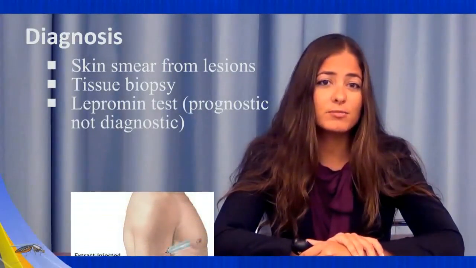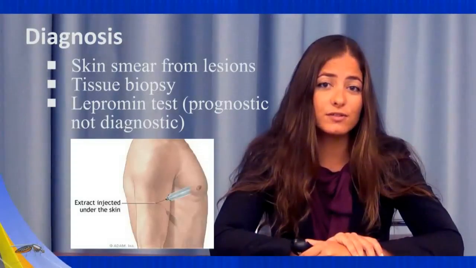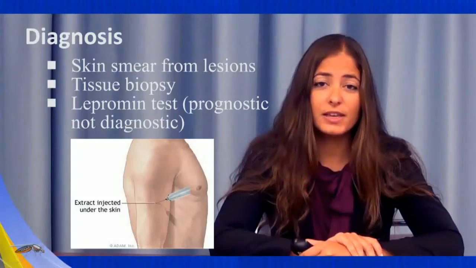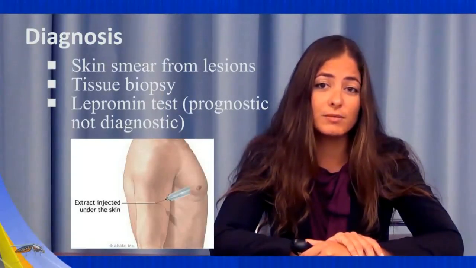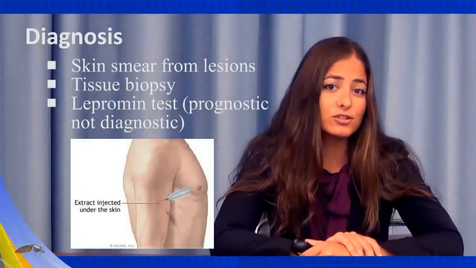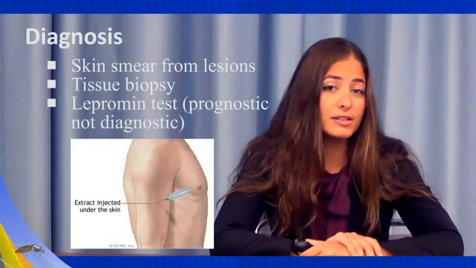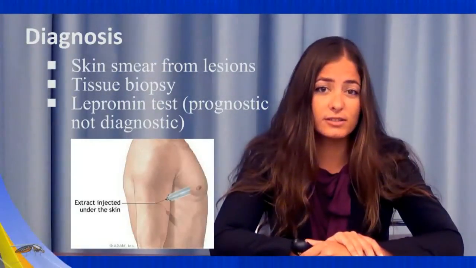Lepromin test, shown on this slide, provides a measurement of the level of cell-mediated immunity to M. leprae. The antigen is a biologically standardized suspension of killed M. leprae, which is injected intradermally into the flexor aspect of the arm. When positive, a granulomatous nodule develops after 4 weeks.